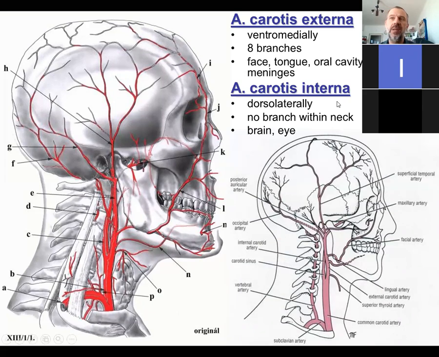Internal and external, the names are derived from what they supply. So internal supplies the internal content of the skull. The external supplies what is externally on the skull. But as for the topography, the internal one is located dorsally and then laterally. So you think it's located more externally on the body. And the external one is located ventrally and medially. So you think it's more internally located. So please pay attention to that the internal one is located dorsolaterally and has no branches, and the external one is located ventromedially and has good branches.